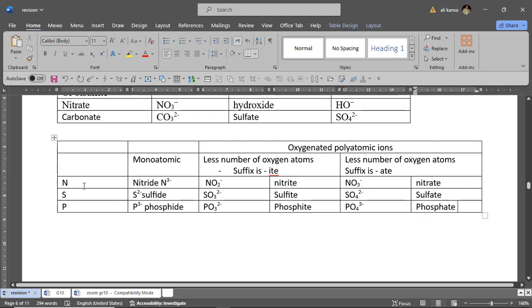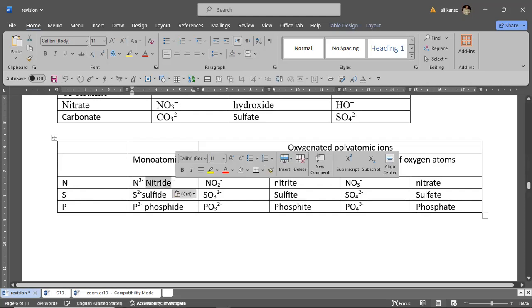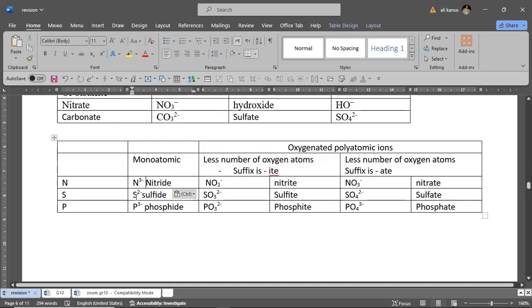Then there is a comparison between N, S, and P. As monoatomic, I mean just N, just S, just P, the ending must be "ide" always, with any other atom. But with oxygen, there are two kinds. With less number of oxygen, its name ends in "ite." With more number of oxygen, its name ends with "ate." Okay, and we continue.